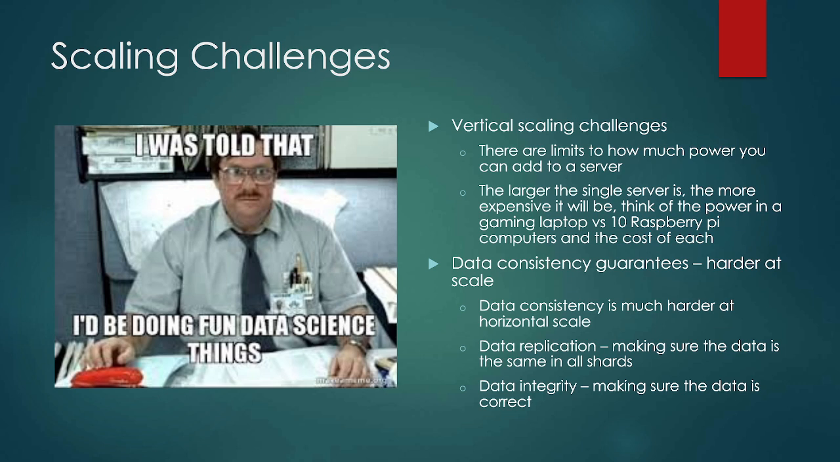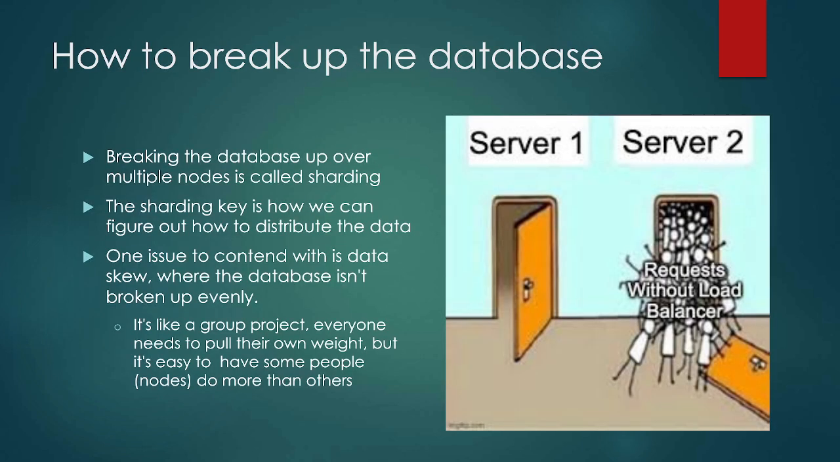Data replication, making sure the data is the same. Data integrity, making sure the data is correct. Data consistency, making sure that everything is actually what it's supposed to be. All of those fun things get a lot harder once we're talking about more data and once we start talking about sharding the data or the database, because the more shards we have, the more we have to keep track of.